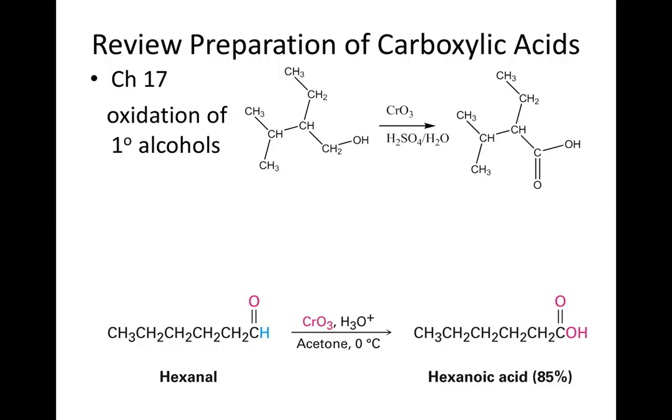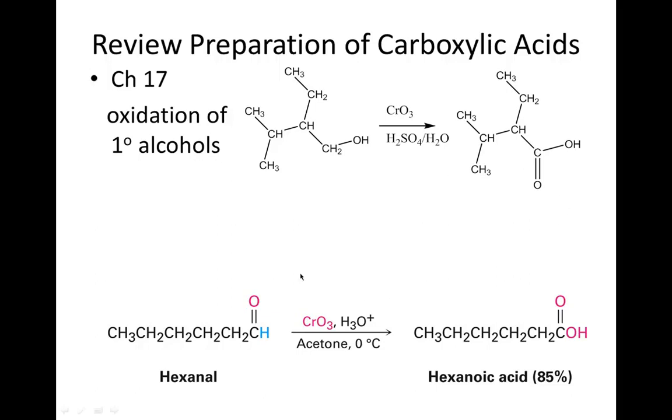So in chapter 17, which was the chapter about alcohols, we learned that we could oxidize primary alcohols to carboxylic acids, and we have several ways to do that, but usually they use chromic acid, which is just chromium trioxide dissolved in sulfuric acid, and that will create chromic acid and oxidize your primary alcohols to carboxylic acids. Remember, carboxylic acids have to be at the end of a chain, so you use a primary alcohol to get there.